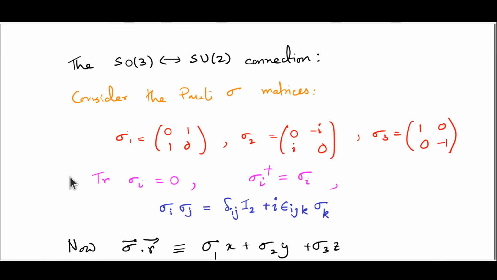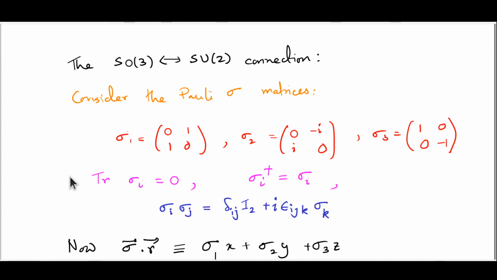If you multiply sigma i by sigma j, you get delta ij I2 plus i epsilon ijk sigma k, where the Einstein summation convention has been assumed in the last term. It's really a sum over k running from 1 to 3, although we have not written down the sum explicitly. This of course follows from the two simple results that each one of the sigmas squares to the identity, and the commutator of sigma i and sigma j is this familiar 2i epsilon ijk sigma k.